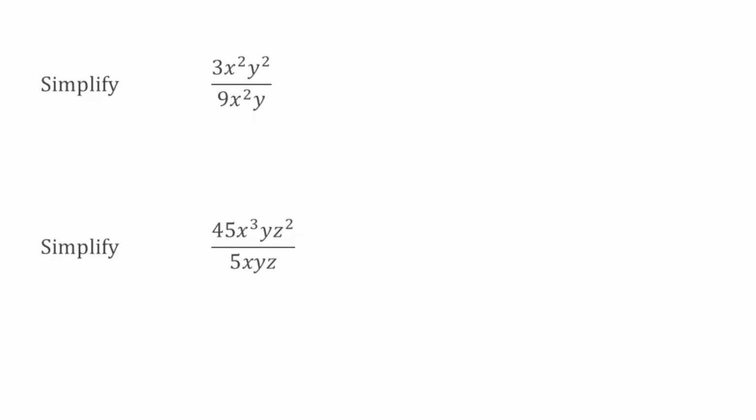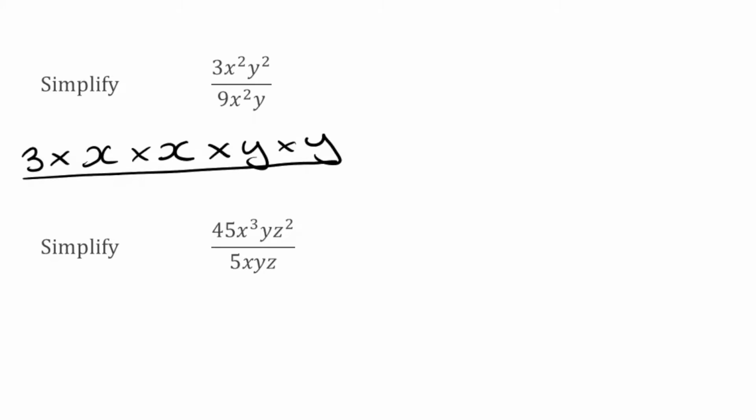Okay, so for this next question we've got 3x squared y squared all divided by 9x squared y. So again, writing that in full, I've got on the numerator 3 multiplied by x squared, which we know is x times x. And then we've got times y squared, which is times y times y. And then on the denominator, we've got 9 multiplied by x squared, which again is x times x. And then we've got a term of y, so multiply by y.